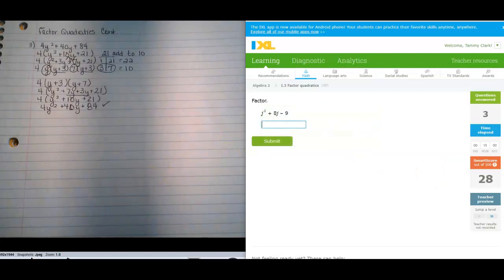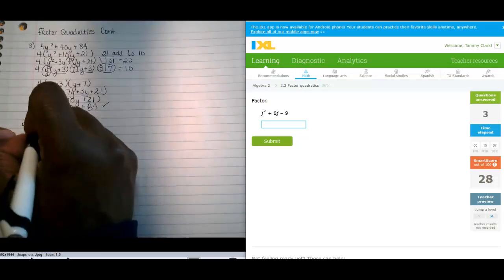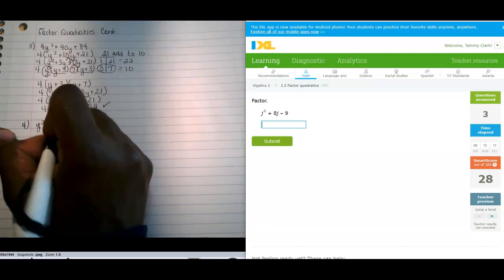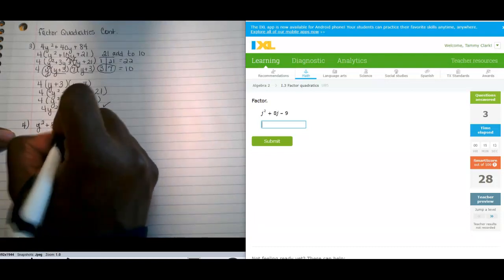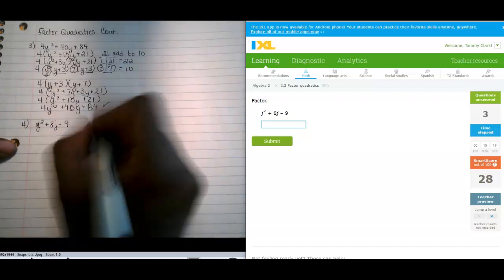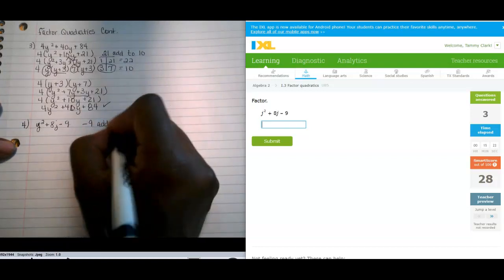All right, here's our next one. It's going to be pretty straightforward because the coefficient is 1, so we don't have to do a greatest common factor. This is supposed to be a j. So I'm thinking, what are the factors of -9 that add to +8?